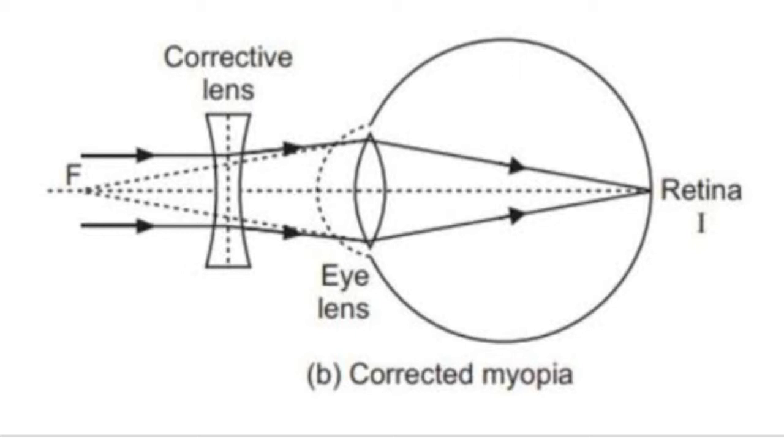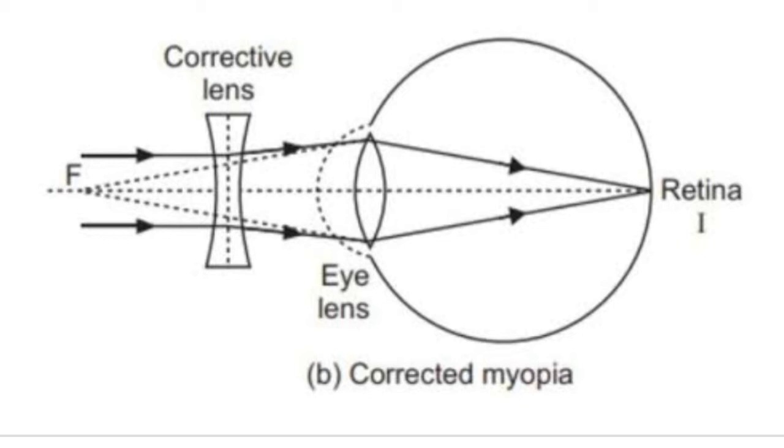Now, how to correct the defect of myopia? Since in the defect of myopia the converging power of the eye lens increases, for correction of myopia use a diverging lens, means a concave lens. The concave lens is placed in front of the myopic eye. Then the parallel beam of light rays coming from a distant object first diverges by the concave lens.